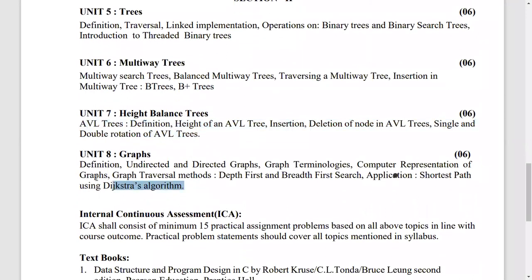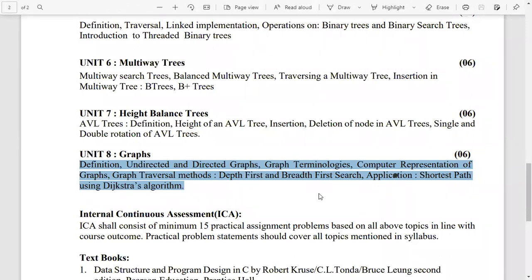And the last unit is related to the graph. First we will discuss directed and undirected graphs. Graph terminologies we'll discuss, and how the graph is represented in a computer. Computer representation of the graph we'll discuss. And with the help of the graph, how we identify the shortest path. Here the application is the shortest path using Dijkstra's algorithm. And here depth first and breadth first search. These two parts we will also discuss under the graph traversal methods.